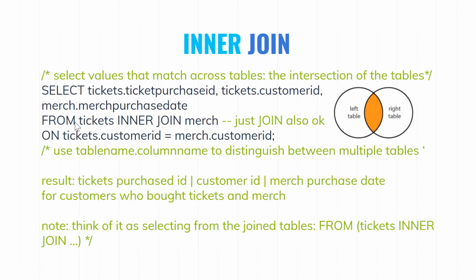And we're going from tickets inner join merch. You can kind of think of it, just for understanding's sake, as if you had parentheses around tickets inner join merch, selecting from the combined table. And this is the join condition. So you want to find cases here where a customer purchased a ticket and also purchased merchandise.